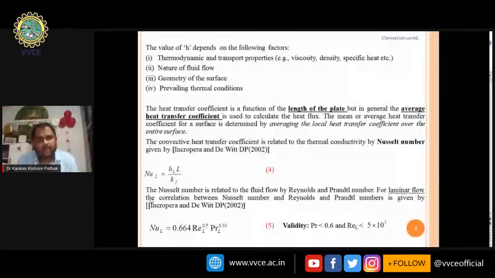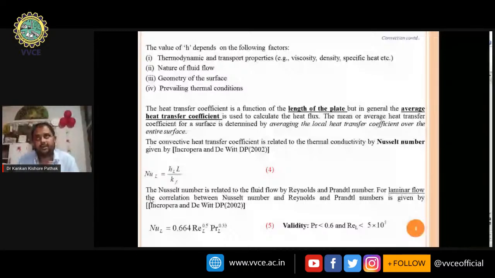Now again, the geometry of the surface. Geometry of the surface means the area over which heat is transferred, and what type of cross-sectional area is exposed to the heat transfer. So that is geometry. Then the prevailing conditions, generally depending on the temperature difference, because in many cases the temperature difference is fixed. Now the heat transfer coefficient is a function of the length of the plate, but in general the average heat transfer coefficient is used to calculate the heat flux. The mean or average heat transfer coefficient for a surface is determined by averaging the local heat transfer coefficient over the entire surface.